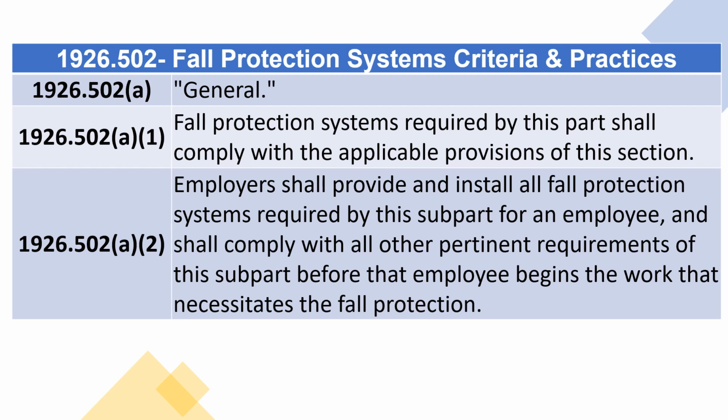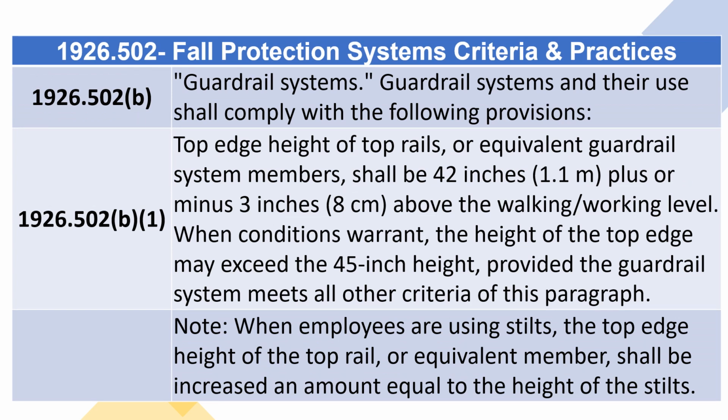1926.502(a)(2) Employers shall provide and install all fall protection systems required by this subpart for an employee, and shall comply with all other pertinent requirements of this subpart before that employee begins the work that necessitates the fall protection. 1926.502(b) Guardrail systems. Guardrail systems and their use shall comply with the following provisions.